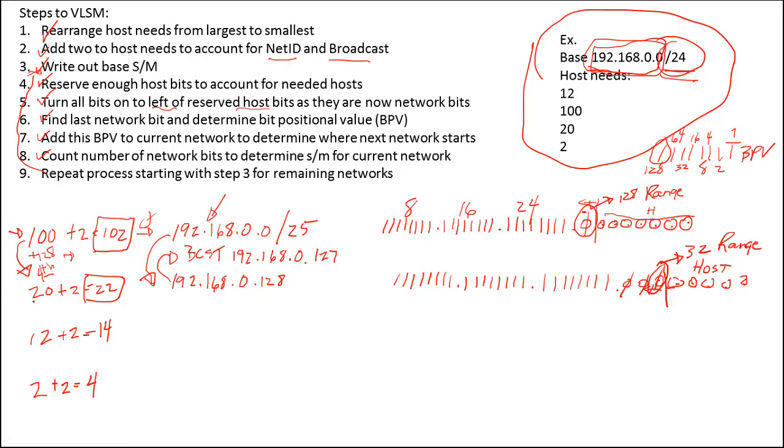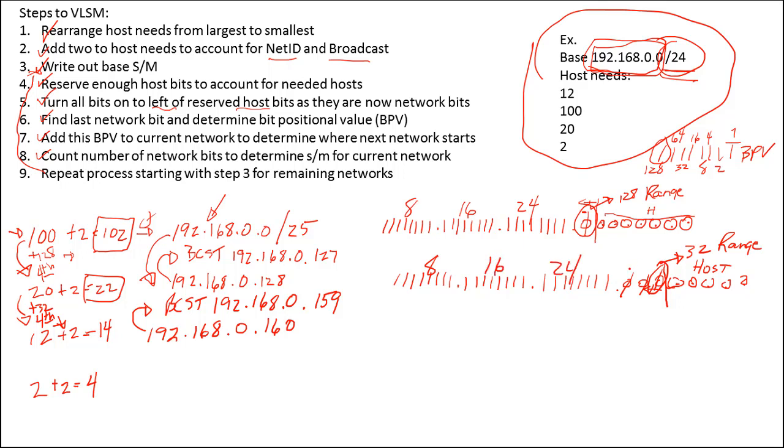Now we can just add 32 on the 4th octet to get to the next network. 192.168.0. 128 plus 32 gives us 160. Work our way backwards from that to get to the broadcast for our current network we're on, 192.168.0. Take 1 away from 160, we get 159. Count up our network bits for our current network subnet mask. That's 8, 16, 24, 25, 26, 27. And there's our subnet mask, 27.